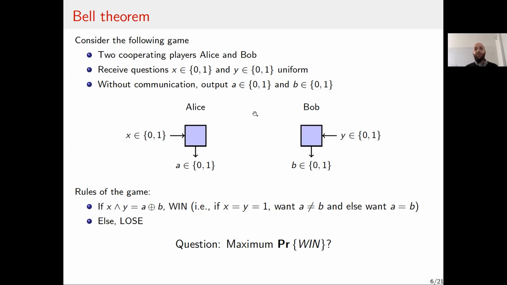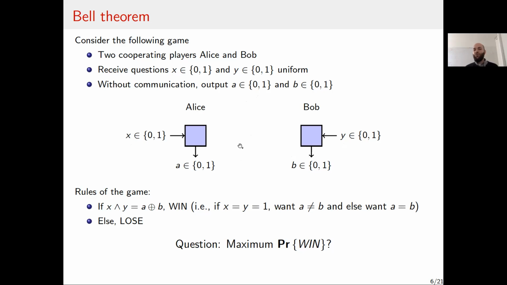Alice has to give an output A, depending on X, and Bob has to give an output B, depending on Y. The important thing here is that once they receive their questions, they're not allowed to communicate. No communication is allowed between Alice and Bob while they're playing the game. This is crucial. If you remove this assumption, then it becomes tricky.